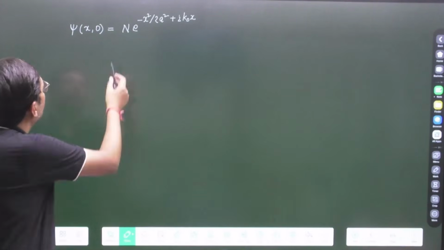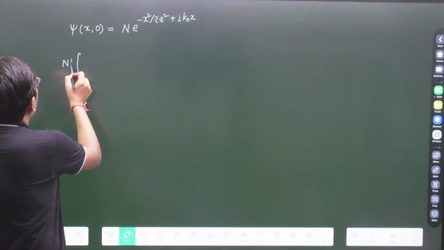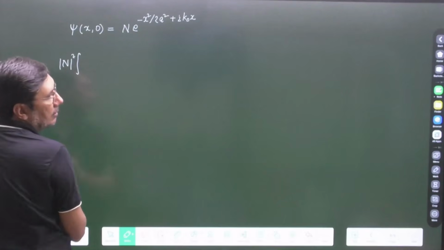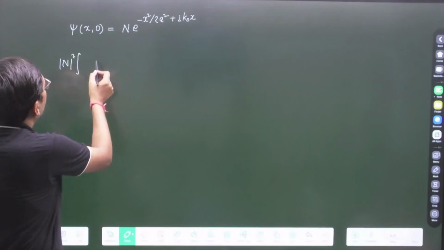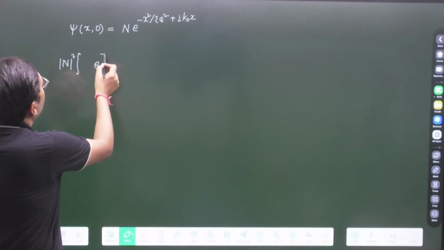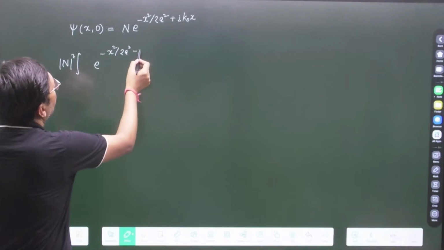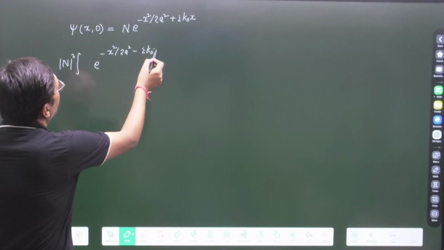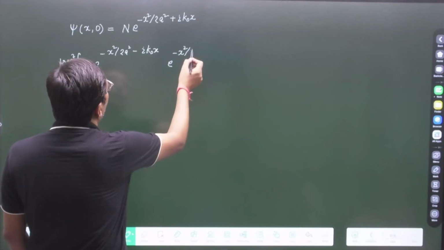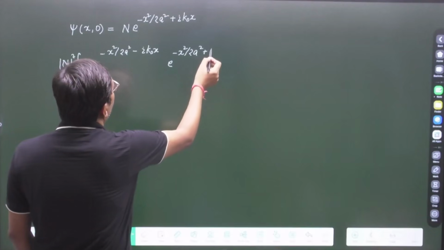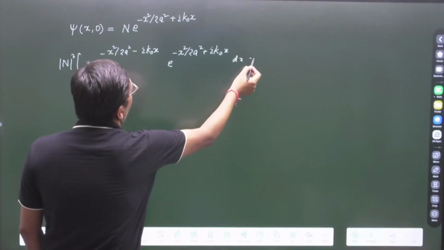So this will be n square here. ठीक है? It will be psi star psi. तो कितना हो जाएगा? e to the power minus x square upon 2a square. Its complex conjugate is minus iota k naught x. Psi will be here e to the power minus x square upon 2a square plus iota k naught x, dx, it will be equal to 1.